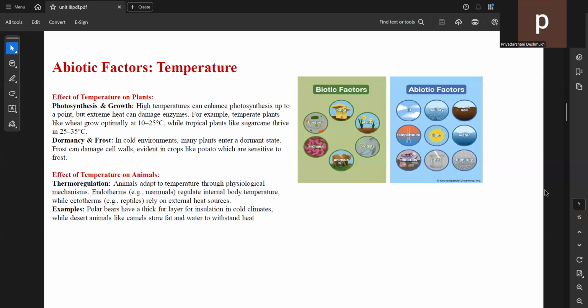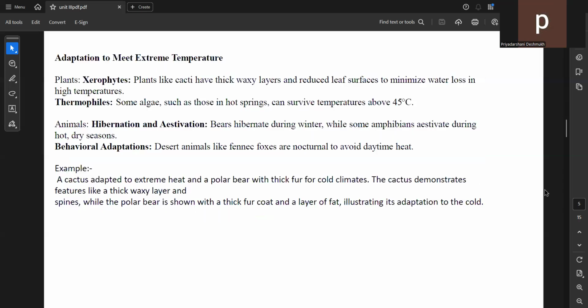Thermoregulation: animals adapt to temperature through physiological mechanisms. Endotherms, that is mammals, regulate internal body temperature, while ectotherms, that is reptiles, rely on external heat sources. For example, polar bears have a thick fur layer for insulation in the cold climate, while desert animals like camels store fat and water to withstand heat.